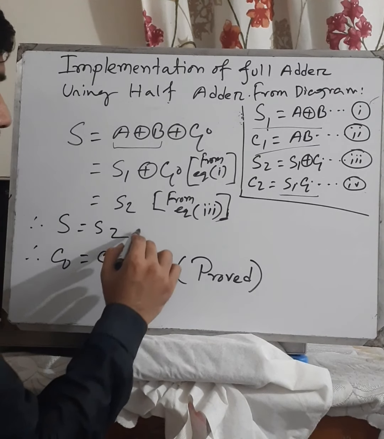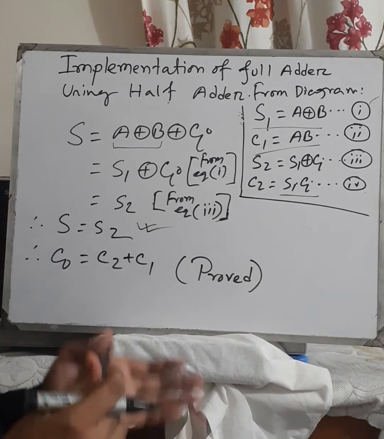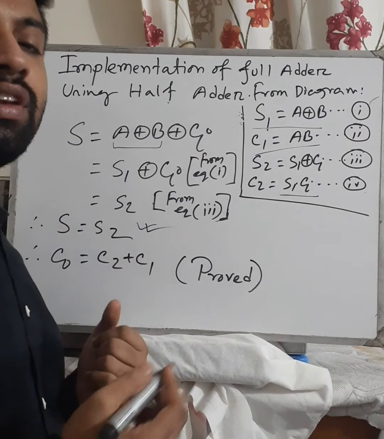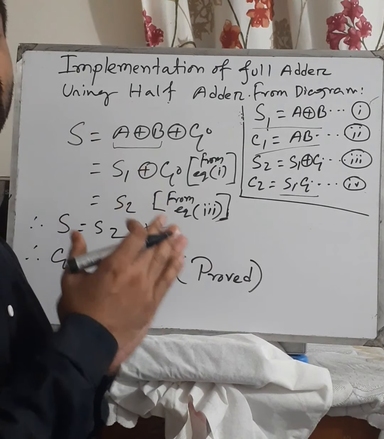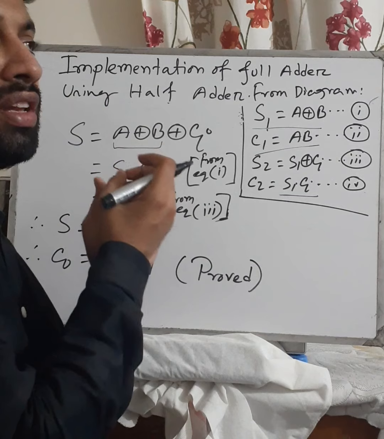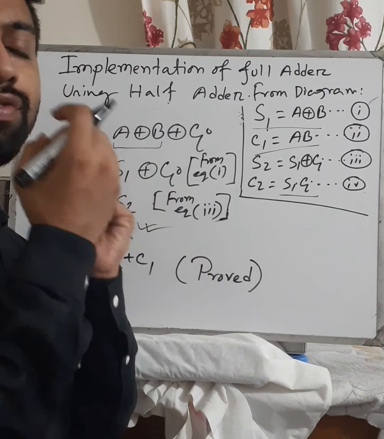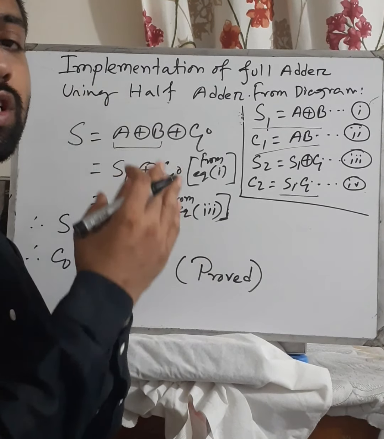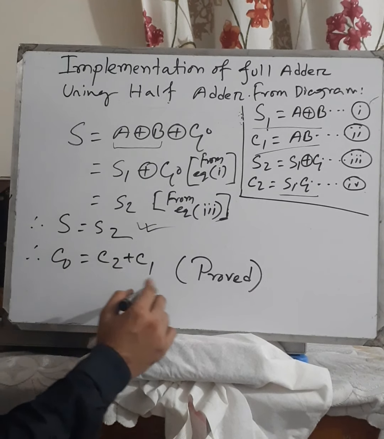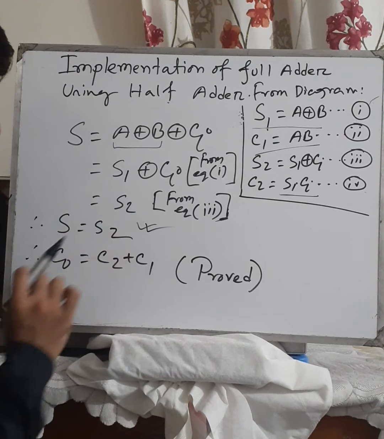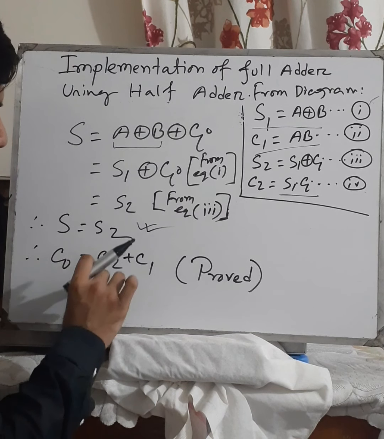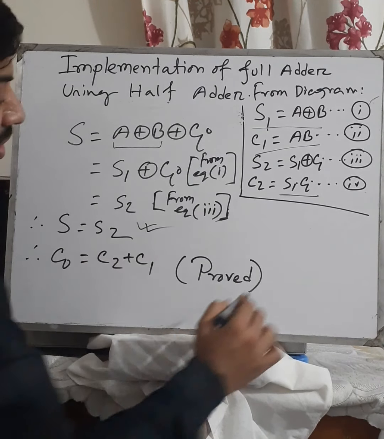So we get S equals S2. That means sum 2 will be the final sum of the full adder implemented using two half adders. So this will be the final equation we prove: S equals S2, and CO equals C2 plus C1.